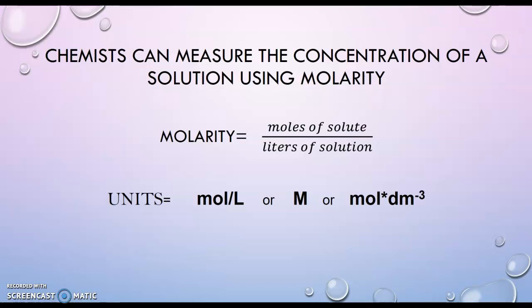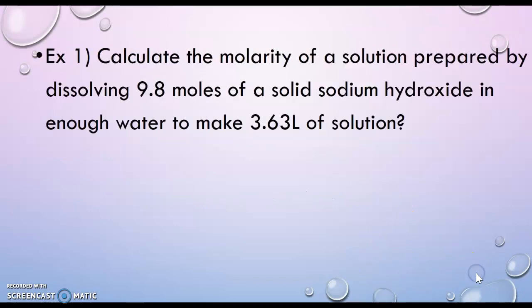So chemists can measure the concentration of a solution using molarity. The formula for molarity is moles of solute divided by liters of solution. Now when you're writing the units for molarity, you can either do moles divided by liters, or the simpler thing to do would be putting a capital M. Lowercase m is actually taken by something called molality. Or if you're going on to IB chemistry, the IB uses moles times decimeters to the -3rd, just because it's a worldwide unit. So we're going to do 3 examples together.